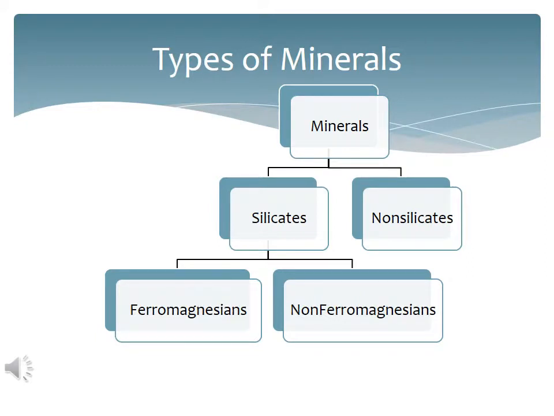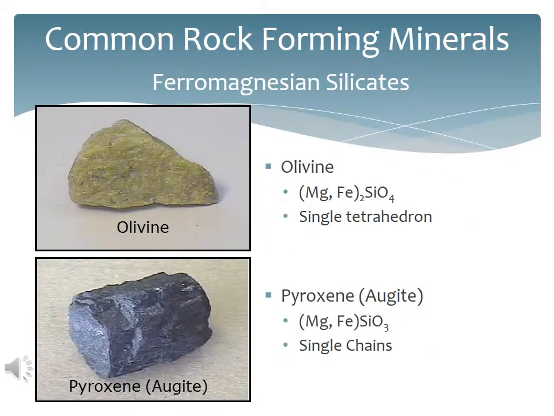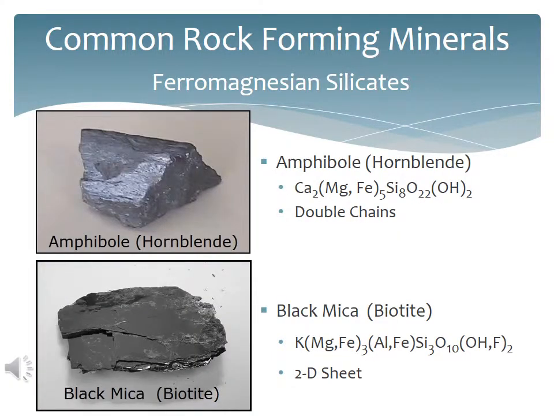We can further subdivide the silicates into those that have significant amounts of iron and magnesium, the ferromagnesians, and those that don't, the non-ferromagnesians. The ferromagnesian minerals tend to be dark green or black in color. Olivine and pyroxene are common ferromagnesians. Amphibole and biotite are two more common ferromagnesian minerals. The biotite, or black mica, has a two-dimensional sheet structure.